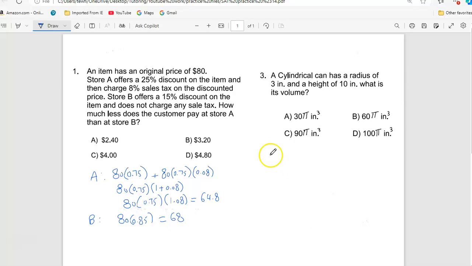So now the question asks, how much less does the customer in store A pay? So we need the difference. Store A pays less than the customer from store B, and the difference will be 3.2, right? And the answer will be choice B.